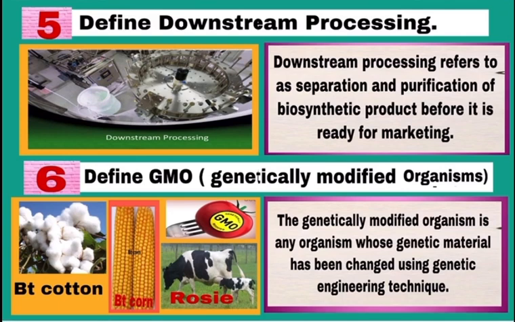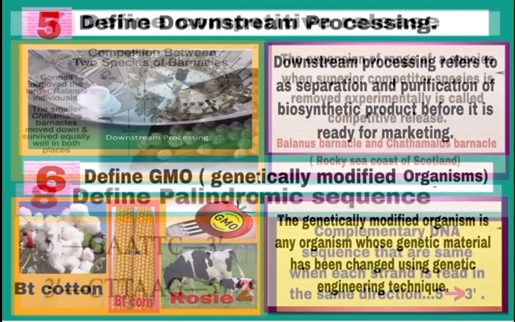Sixth definition, define GMO or genetically modified organisms. The organisms whose genetic material has been changed by using genetic engineering technique are called GMO or genetically modified organisms. BT cotton, BT corn and transgenic cow, Rosie are some examples of genetically modified organisms.